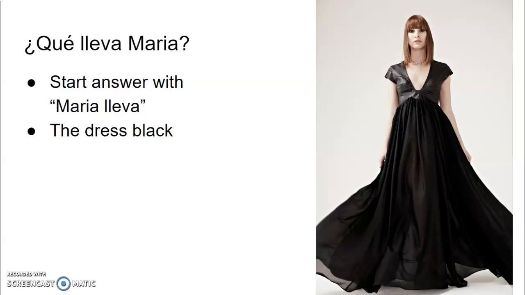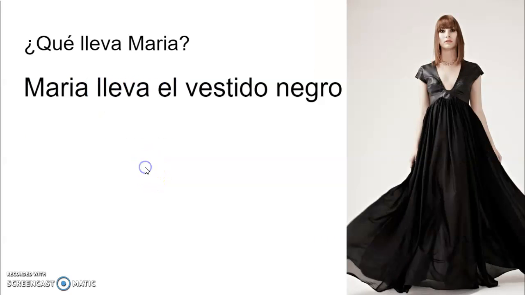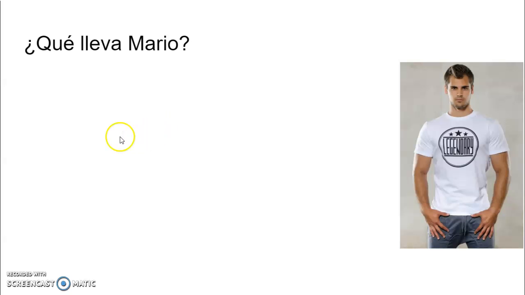So if you don't have your vocabulary words, go grab those right now or open up Quizlet on your phone or in a different window because you're going to need your vocabulary for this section. So to say that Maria wears the black dress in Spanish, we are going to say Maria lleva el vestido negro. And this sentence here is what you're going to be typing in for your answer. Okay? So here's the first one that you're going to be typing in.